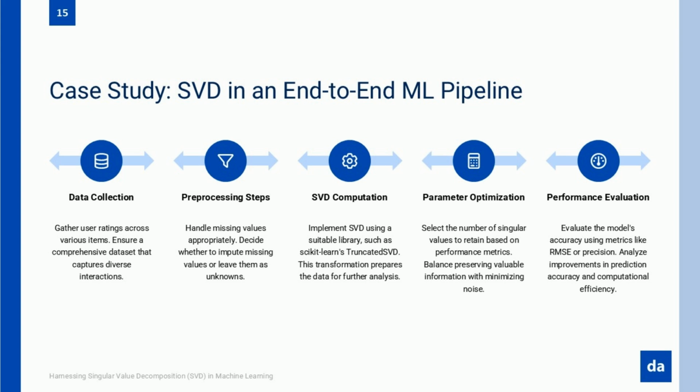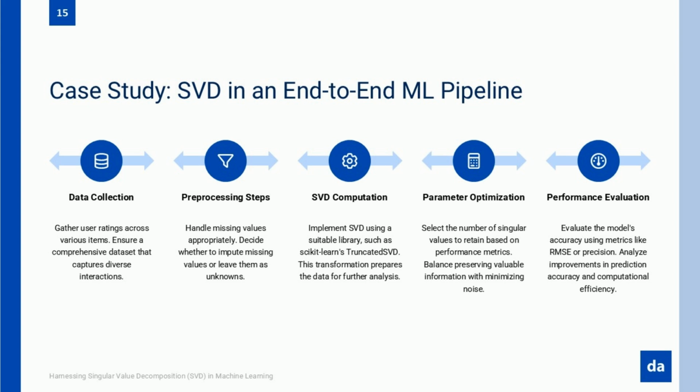The decomposed matrices, U containing user preferences, Sigma containing importance weights, and V^T containing movie characteristics, feed directly into prediction algorithms. These compressed representations capture essential patterns while eliminating noise, improving both computational efficiency and prediction accuracy. The SVD parameters chosen have system-wide impacts.